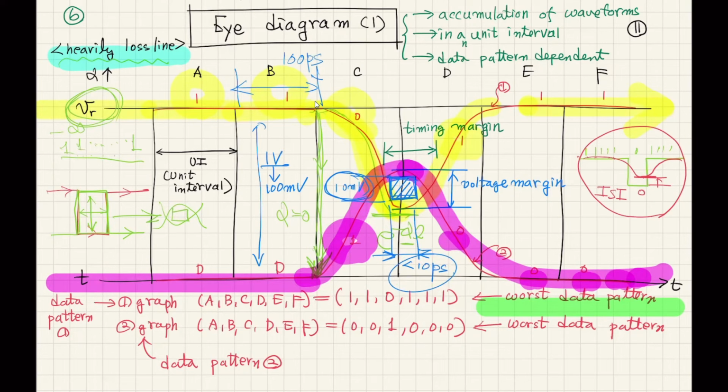Why is this happening? Because this is coming from the loss of the transmission line, and this loss has 3 terms: conductor loss, dielectric loss, and radiation loss. If we have these losses, we cannot have infinitely fast transition to make the maximum eye opening, but actually we're gonna suffer very small voltage and timing margin at the receiver side. This is a really, really big issue.